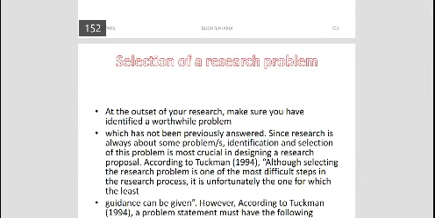Let's see selection of a research problem. At the outset of your research, make sure you have identified a worthwhile problem which has not been previously answered. Since research is always about some problems, identification and selection of this problem is most crucial in designing a research proposal. Why are we saying this? For example, I've done a research on a certain matter A, and I gave the causative factors A, B, C, D. And you come and want to do the same research giving the same result. That is not research.